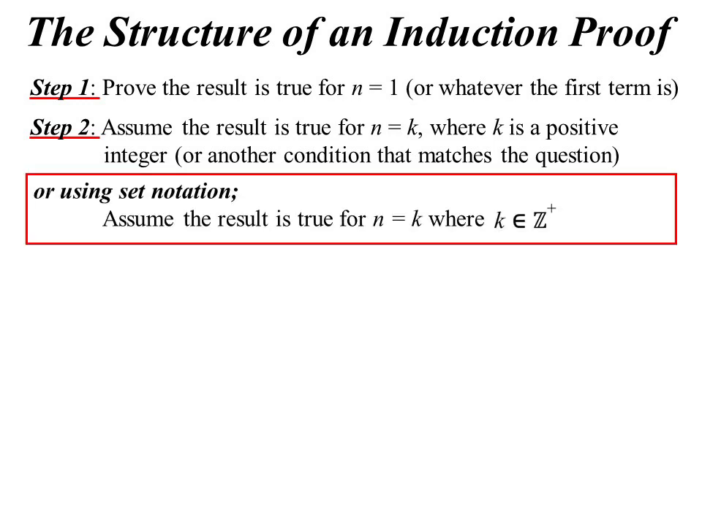Going back to set notation or the language of logic, I could write that statement this way as well. Assume the result is true for n equals k, where k is an element of, remember that notation from set theory, is an element of the positive integers. Z was our symbol for integers, plus is saying I want the positive ones. Here is the deductive proof that lies inside the inductive proof.